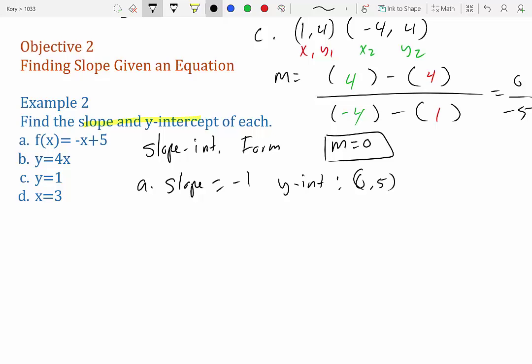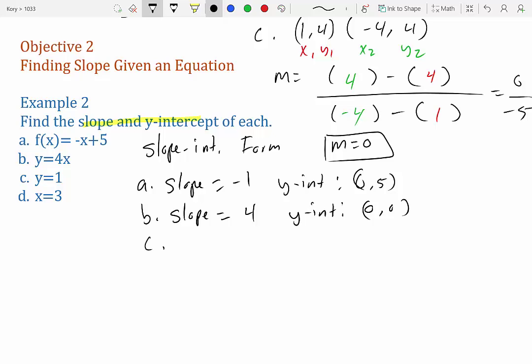Now, same thing for B. It's already in y equals mx plus b. To know that, y has to be by itself. So for B, our slope is 4, and our y-intercept is (0, 0). It's (0, 0) because there's nothing next to it.